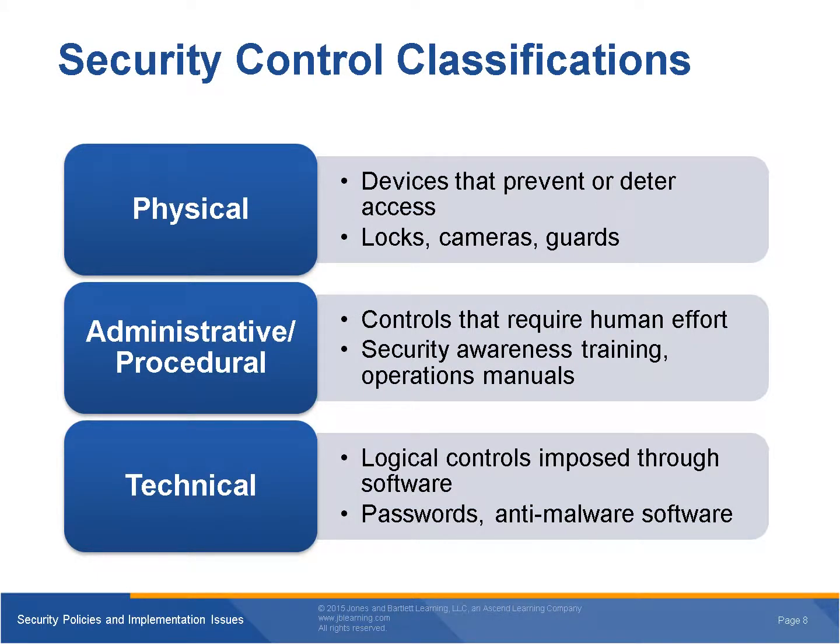So there are three common security controls. First is physical. Those are devices that prevent or deter access, like locks, cameras, and guards. There are administrative and procedural controls. Those are controls that require human effort. Security awareness training and operations manuals are examples. Then there are technical controls. Those are logical controls imposed through software, things such as passwords and anti-malware software.